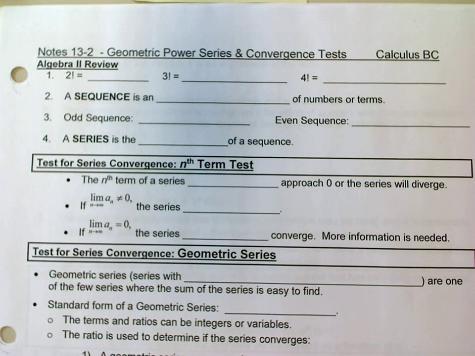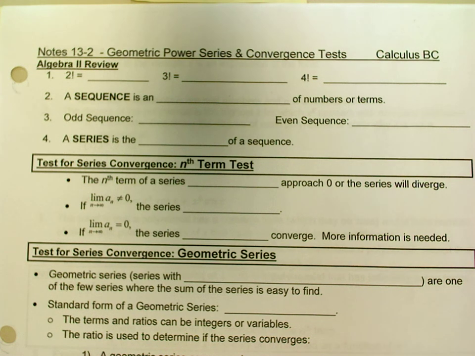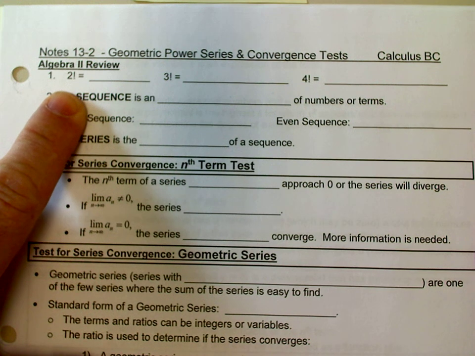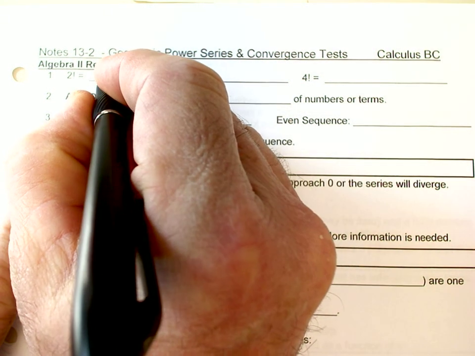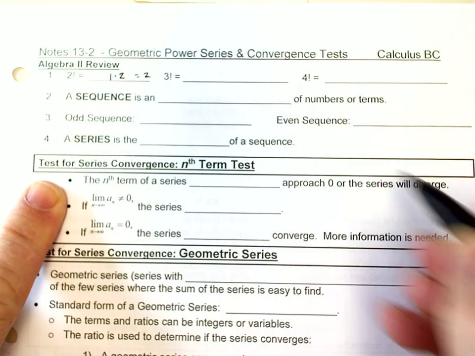Let's start Notes 13.2 covering geometric power series and their convergence test by doing a little bit of an Algebra 2 review. This little exclamation point in mathematics is a factorial. Factorial, such as 2 factorial, is just a multiplication problem where we start at 1 times 2 and get 2.